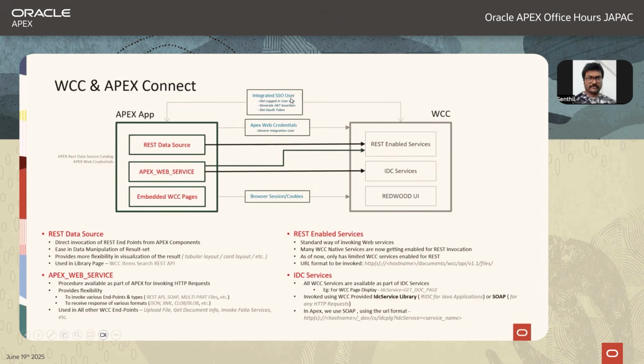One is the integrated SSO user. Basically, you get the user info of the logged-in SSO user, basically the IDCS user. And for invoking the REST service and other things, we have OAuth enabled. So we have to get the OAuth token. The path to that is to generate a JWT assertion, then get the OAuth token, and then use this OAuth bearer token to invoke the REST services.